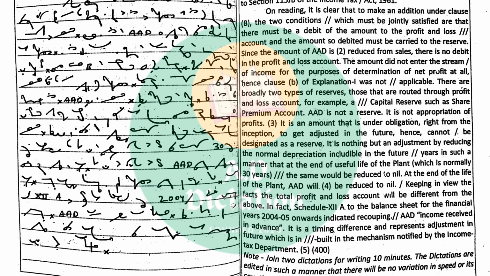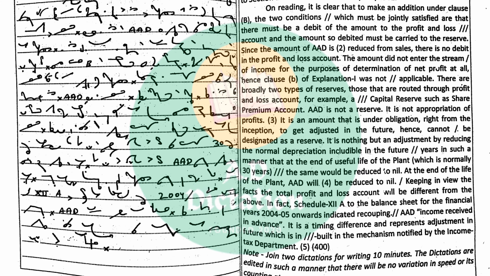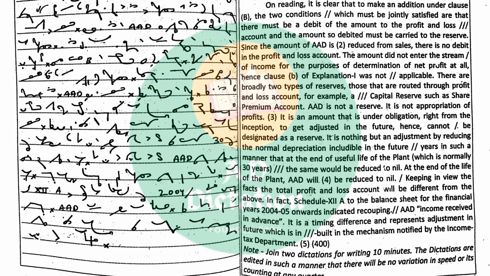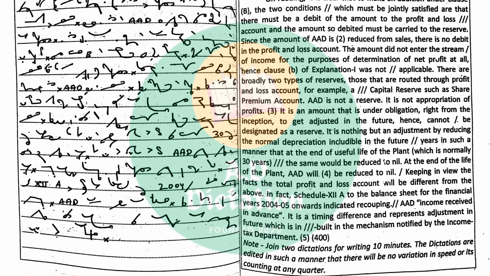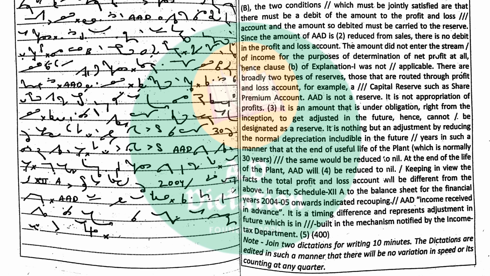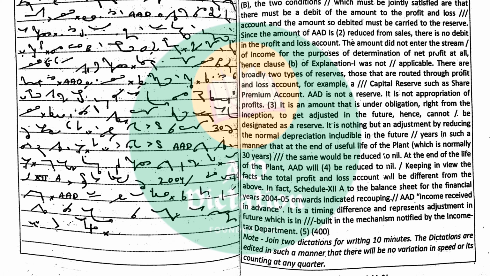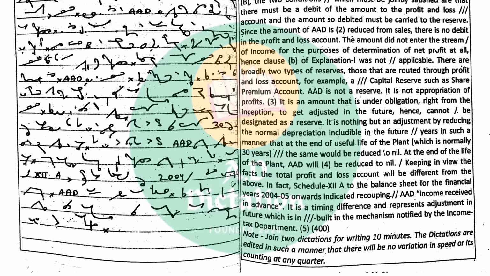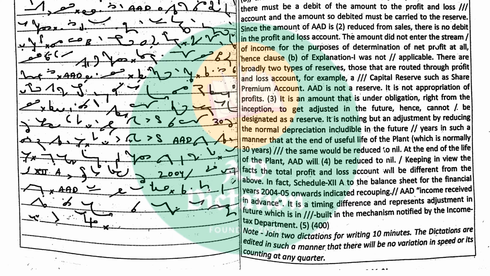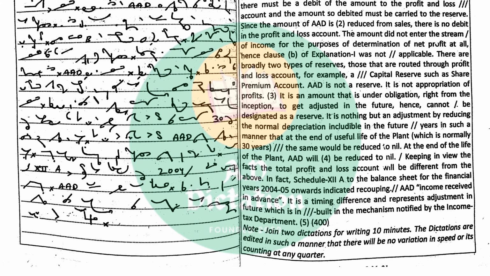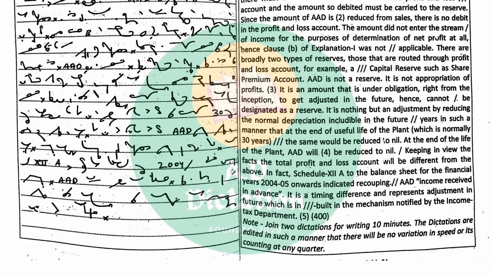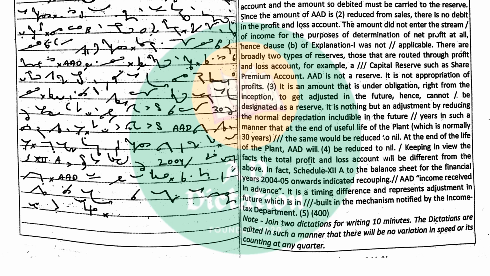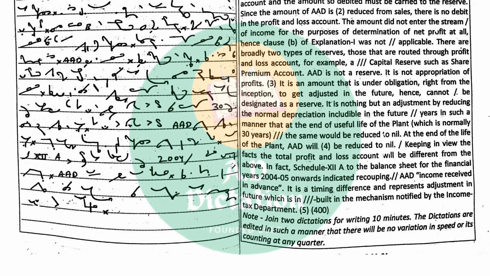It is nothing but an adjustment by reducing the normal depreciation includable in future years in such a manner that at the end of the useful life of the plant, which is normally 30 years, the same would be reduced to nil. At the end of the life of the plant, AAD will be reduced to nil.